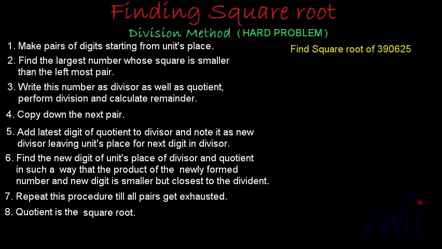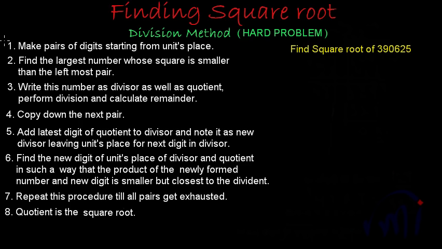Hi, in this video we are going to take a slightly harder problem of finding the square root. The hardness of the problem lies in the fact that the number is very big. So here the problem is: find the square root of 390,625. So it's a big number. We have to find the square root.